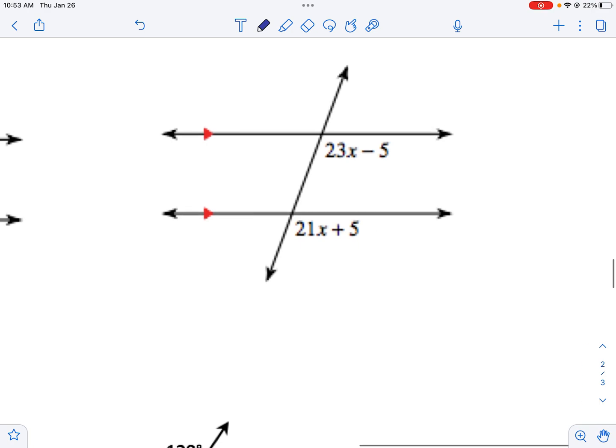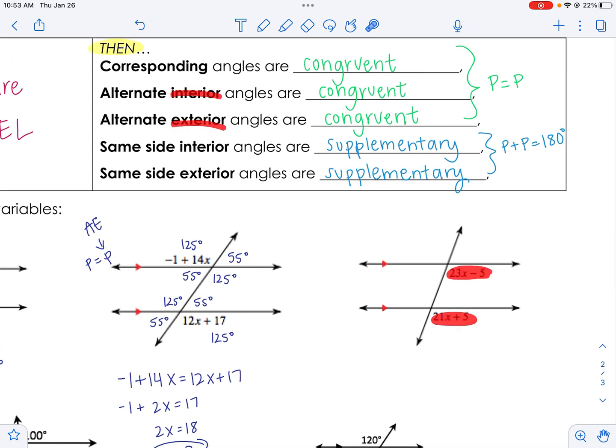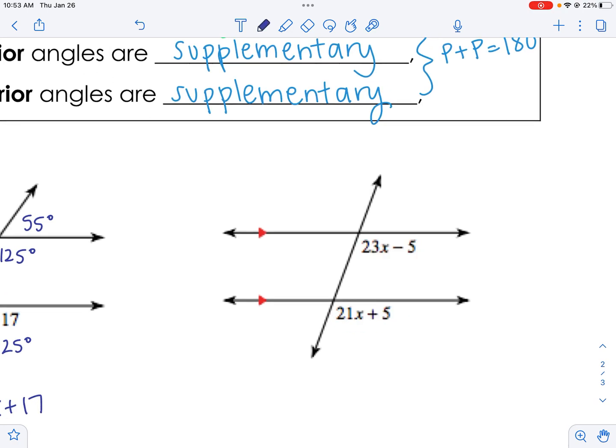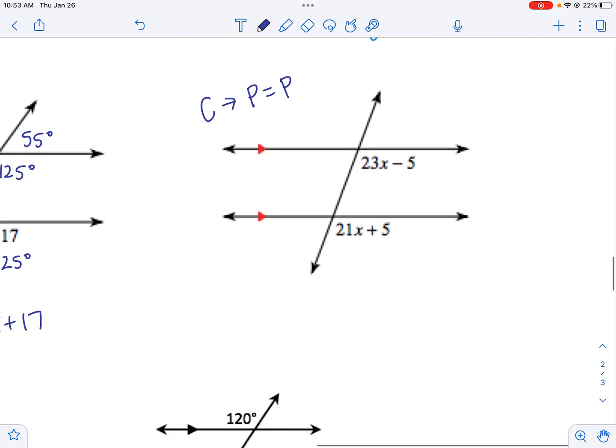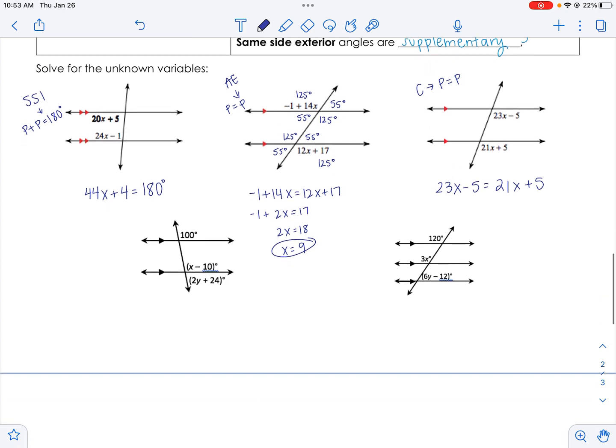So taking a look at our next one, one's on the interior, but one's on the exterior. If that's the case, all these interior, exterior ones are automatically eliminated, and you really only have one option left, and that's corresponding, which they are, if you caught it, bottom right, bottom right. And remember that corresponding angles are congruent, so that's going to be part equals part. So that would be 23x minus 5 equals 21x plus 5. And then we're going to skip the solving, but you should be able to solve that for x.